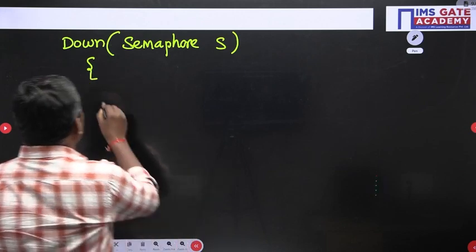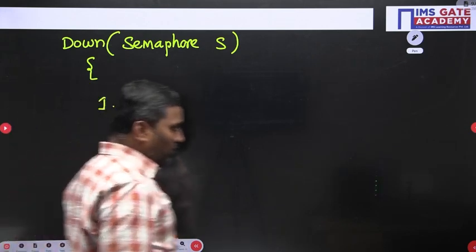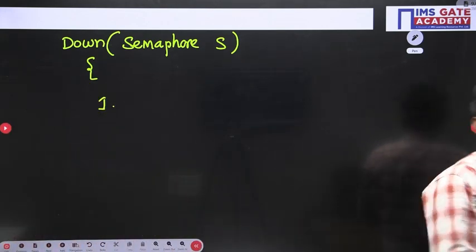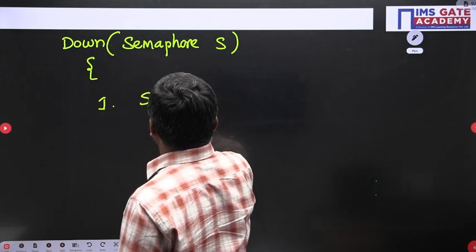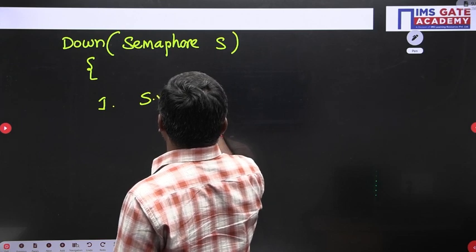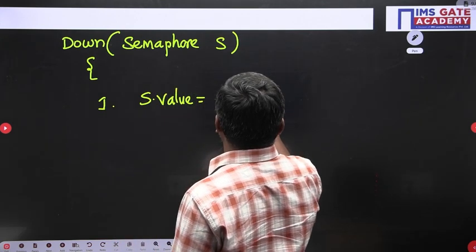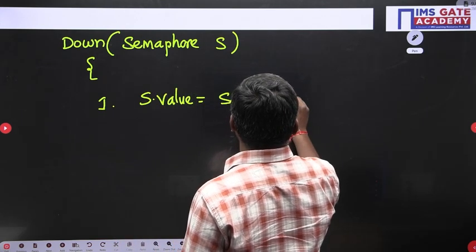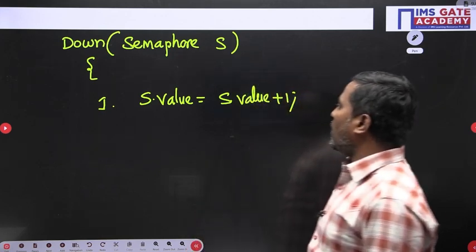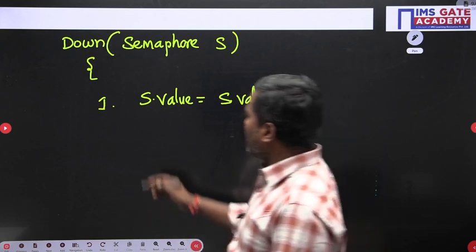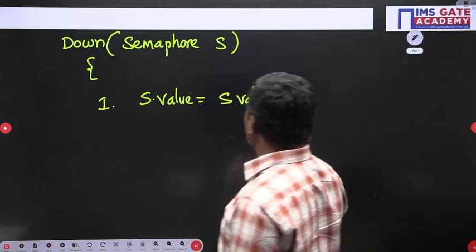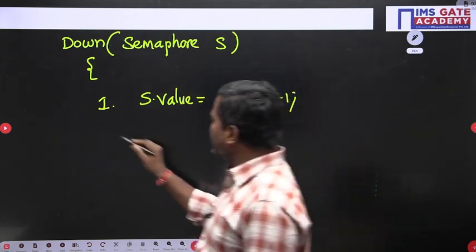Step number 1. So pause the video, you can think yourself. So down operation, what down operation is doing? The down operation simply decrements the S dot value. S dot value equal to S dot value minus 1, I decremented. Are you getting my point? So what is the second step I have to do?